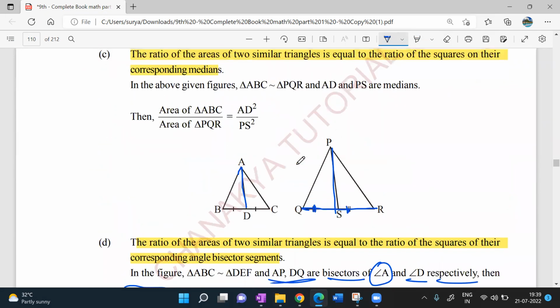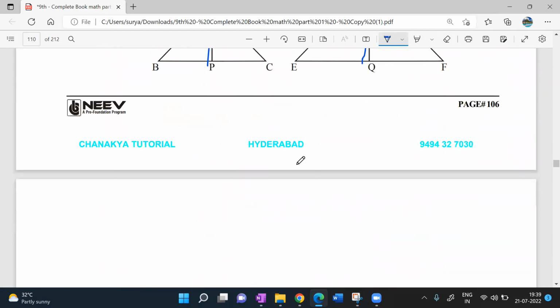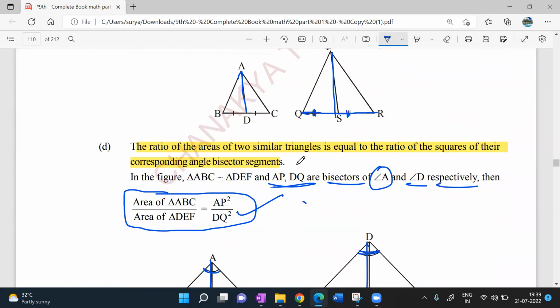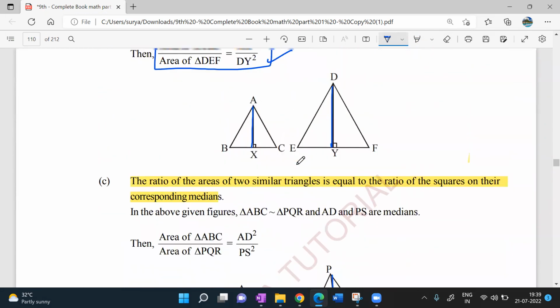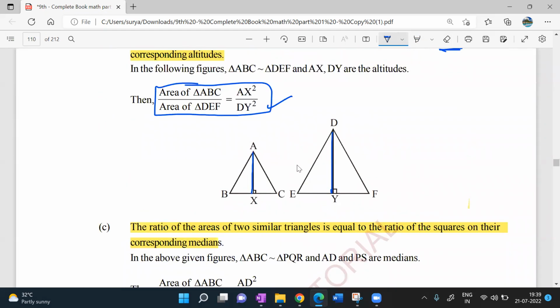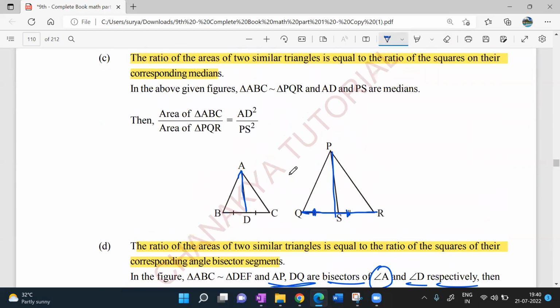Here angle bisector, here median, here perpendicular, altitudes. That's it. Altitude is nothing but drawing a perpendicular line to the opposite side from the vertex. Median is nothing but, from A, drawing a line segment to D, so that BD is equal to DC. That is the definition of the median.